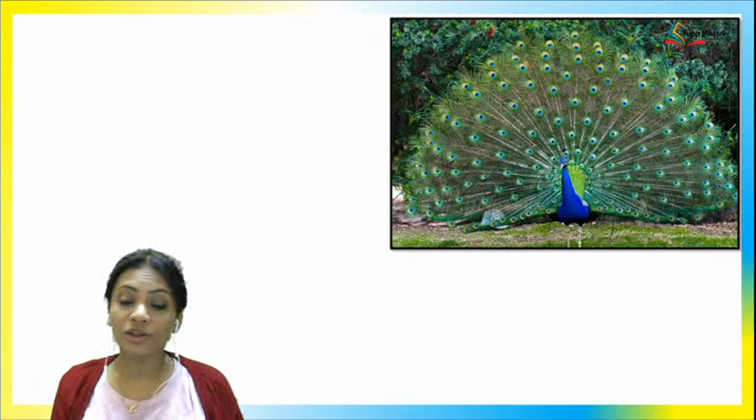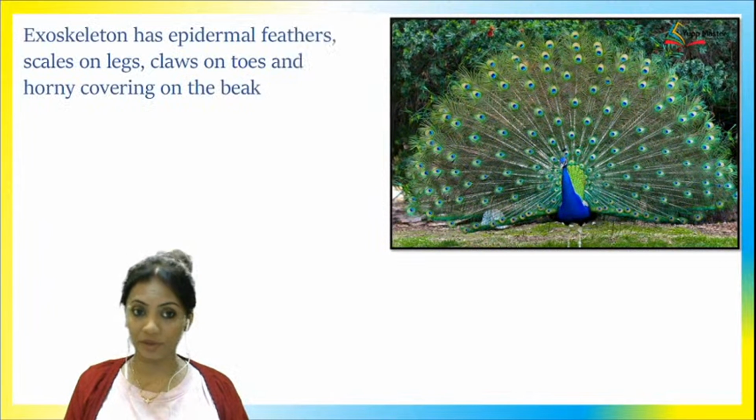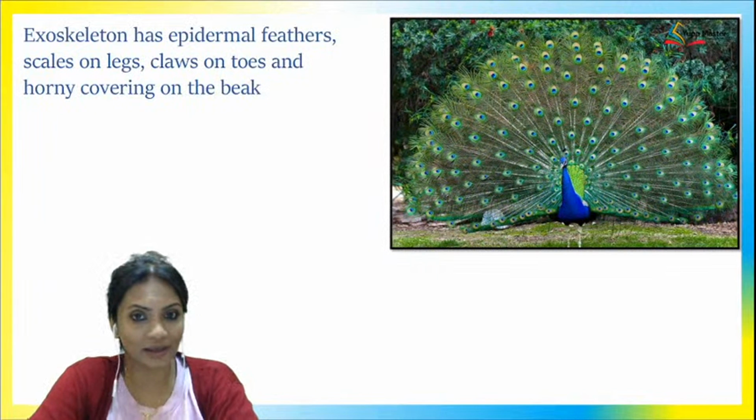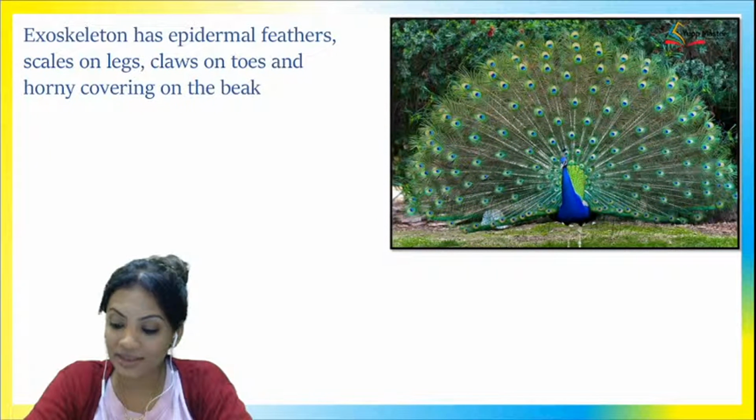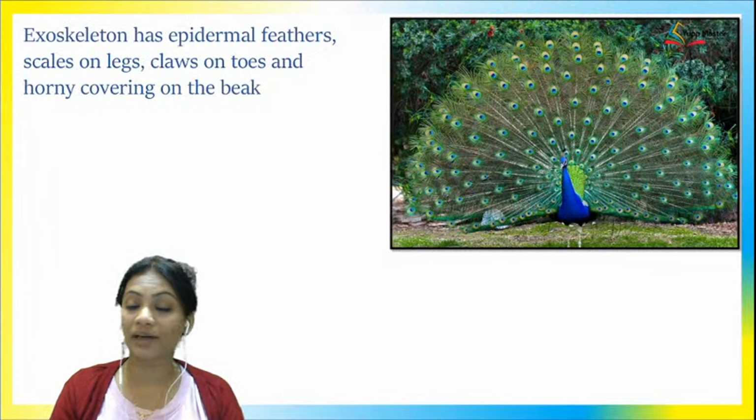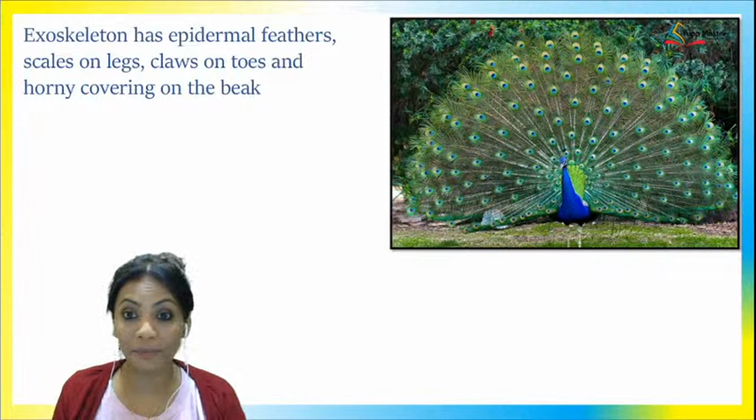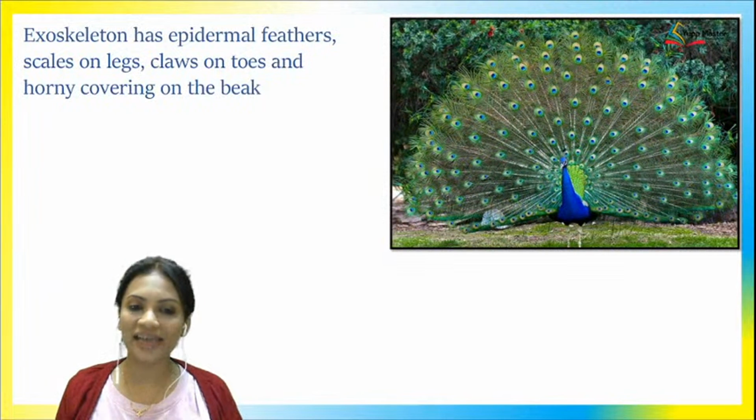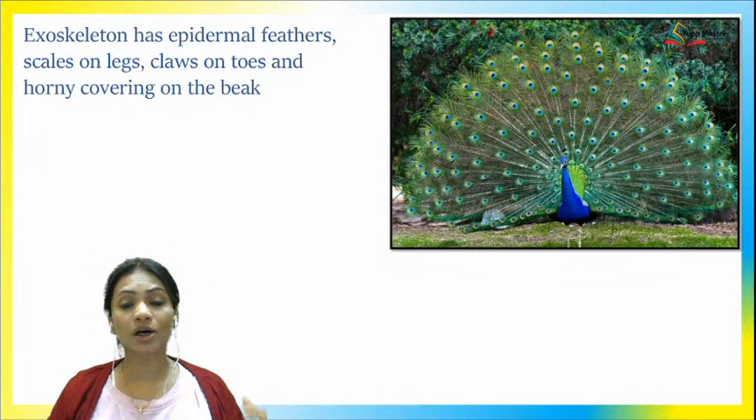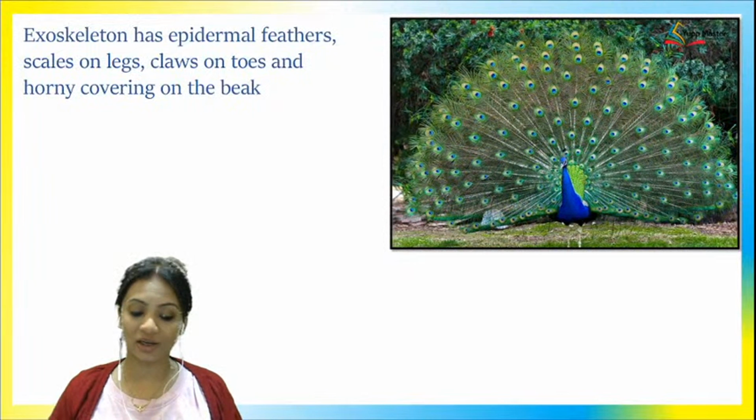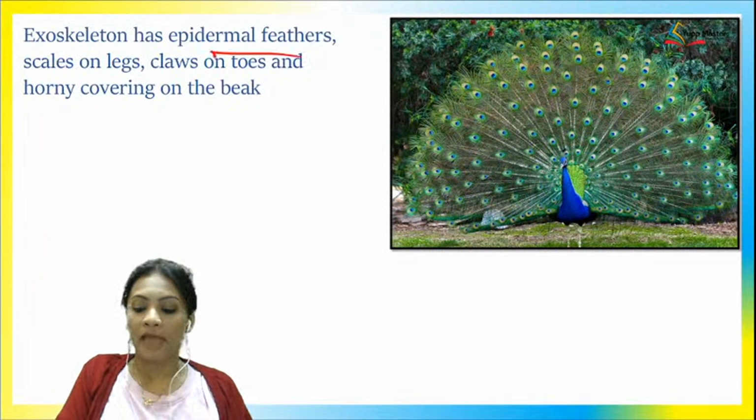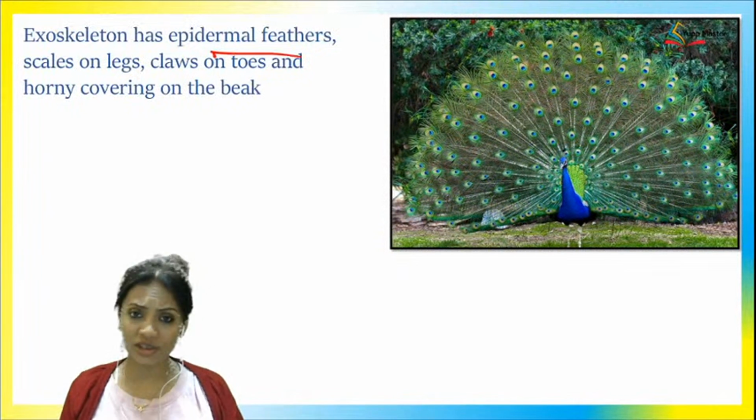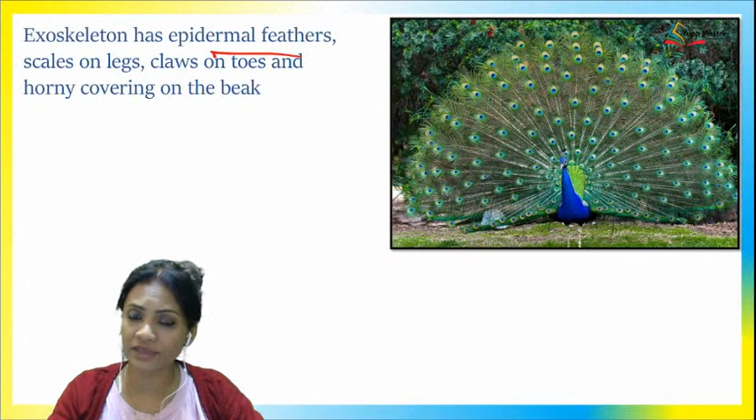All right, now talking about some other features of birds. You know that birds have such colorful and beautiful looking feathers, right? Now you can see this here, our national bird, and this is none other than the peacock, and we know that the peacock is famous for its peacock feathers, right? So the exoskeleton has feathers on its epidermis, so we can call them epidermal feathers. They have scales on the legs like we had seen in reptiles; similarly to reptiles, even birds have scales on the legs.